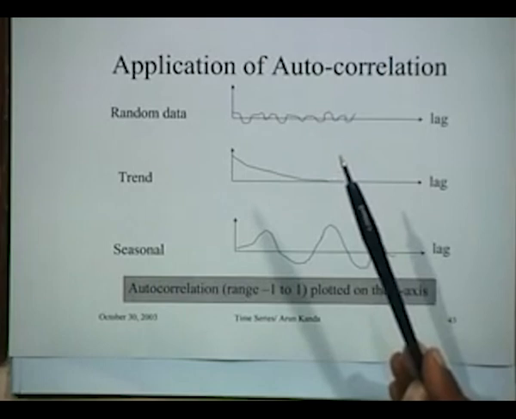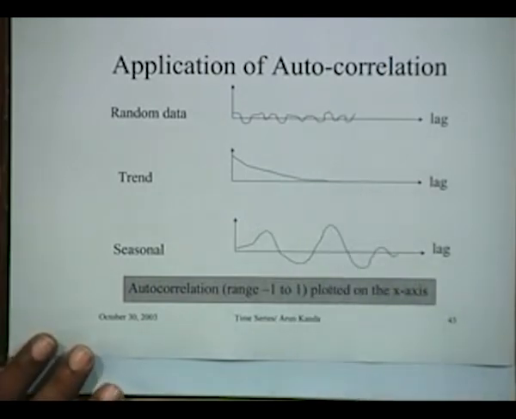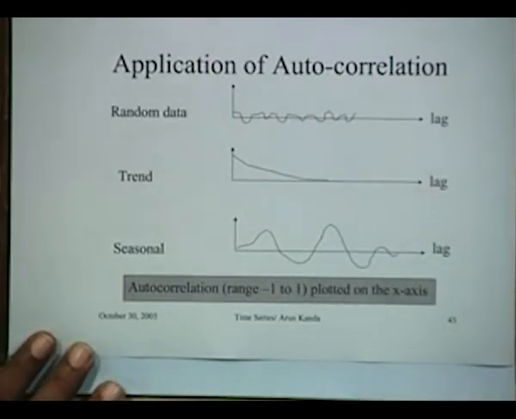So these are the autocorrelations, which is nothing but the correlation coefficient computed by displacing the series by 1 or 2 or 3.